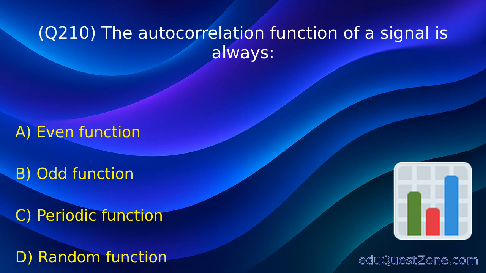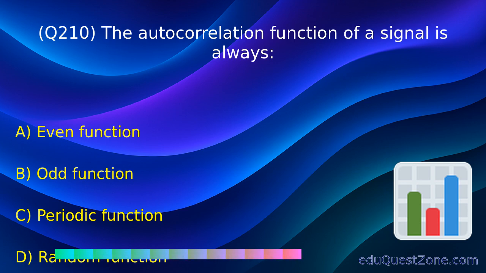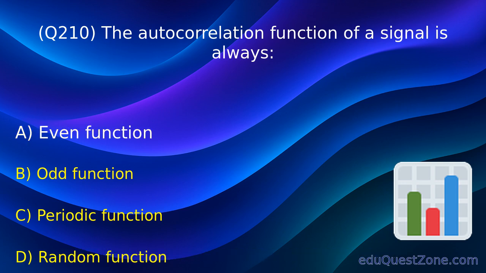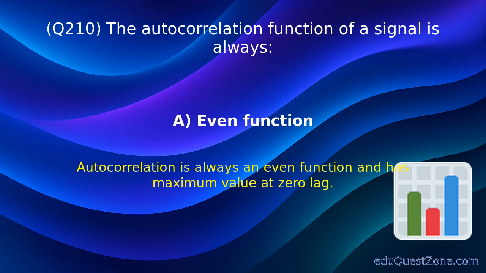Question 210. The autocorrelation function of a signal is always... Option A, even function. Autocorrelation is always even and maximum at zero lag.